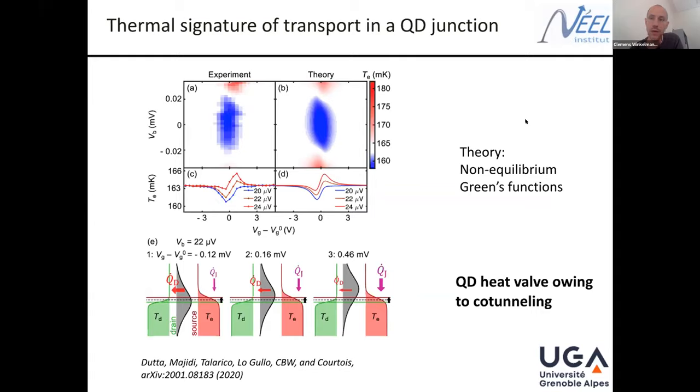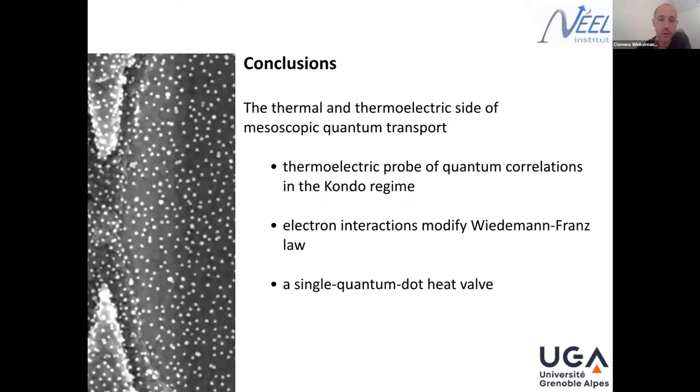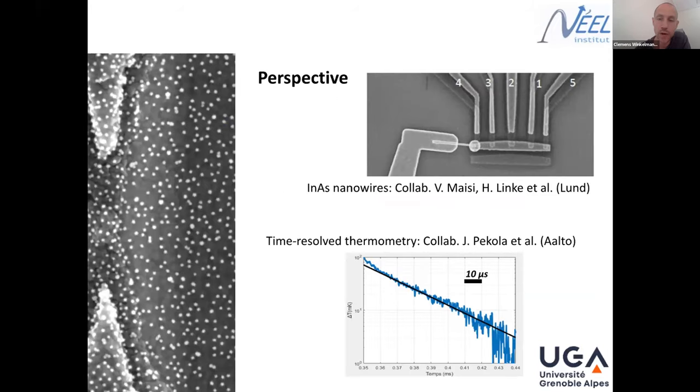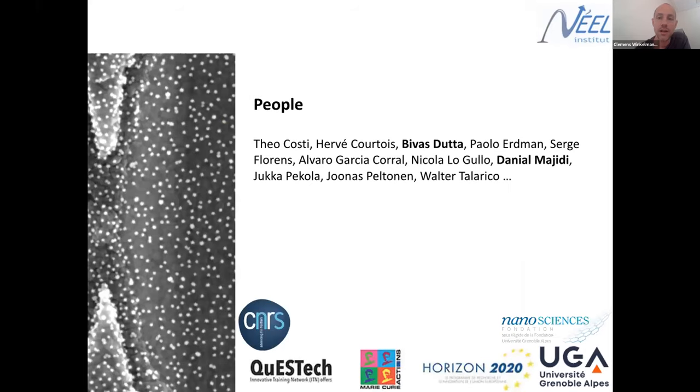What I want to stress here is that if this quantum dot was sequentially tunneled, then all tunneling would be elastic and there would be no heat transport. So the important ingredient for understanding this effect is inelastic cotunneling. Without this, you cannot let any heat flow there. And with this, I will finish here. This is my summary. I have a few outlooks with nanowires, time resolved thermometry, and these are the people who have contributed.